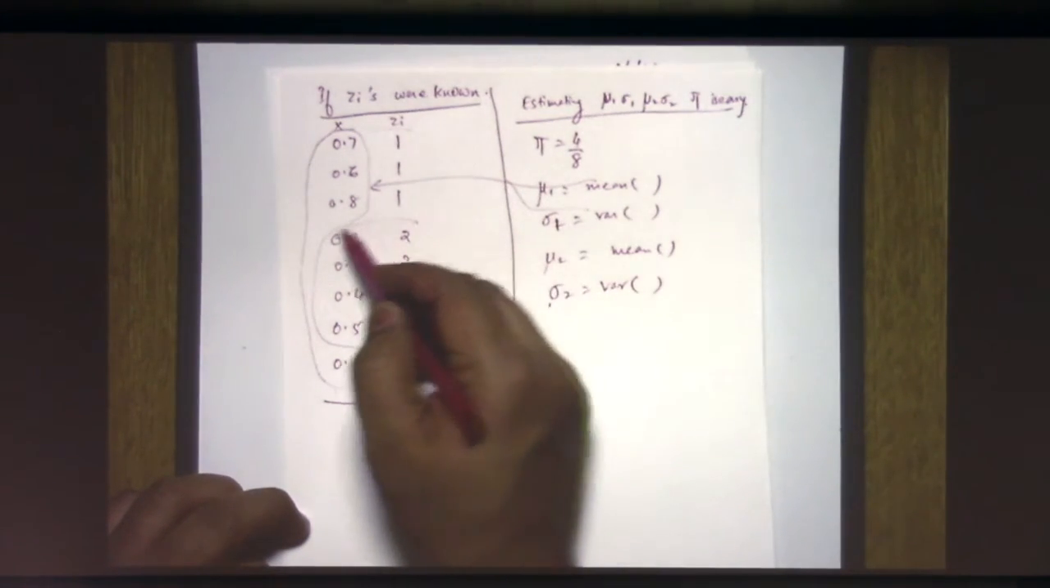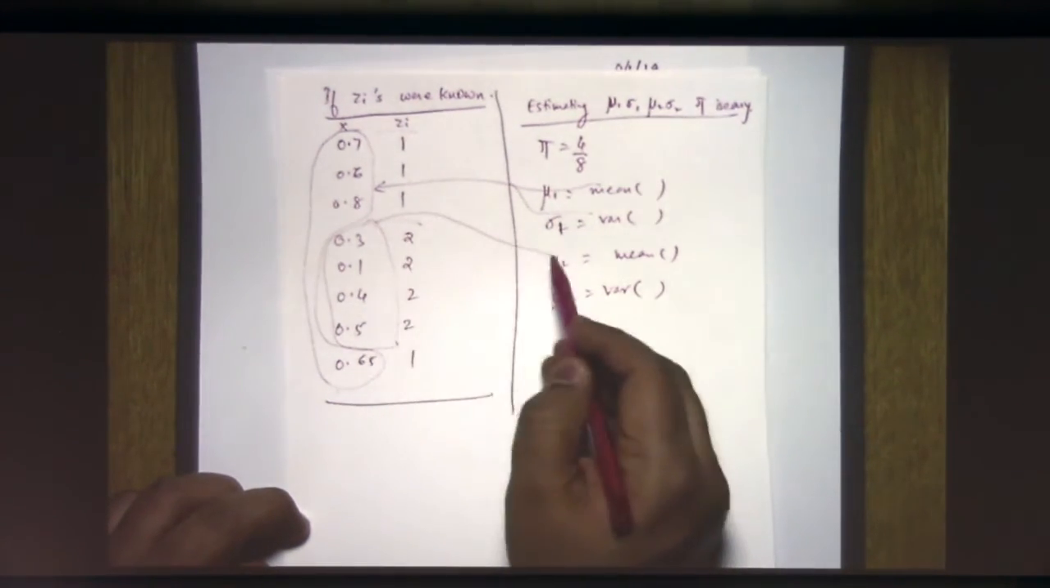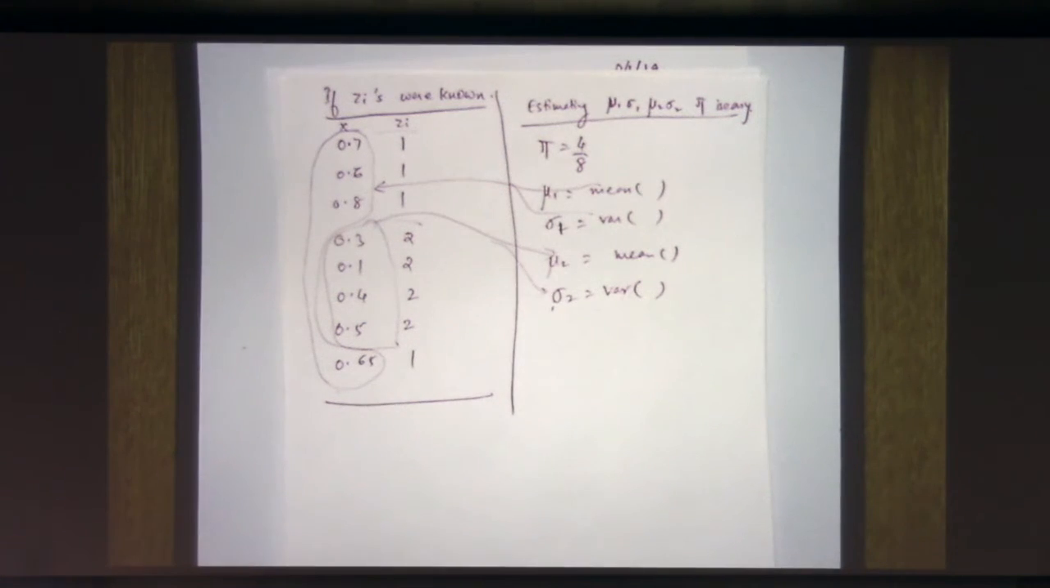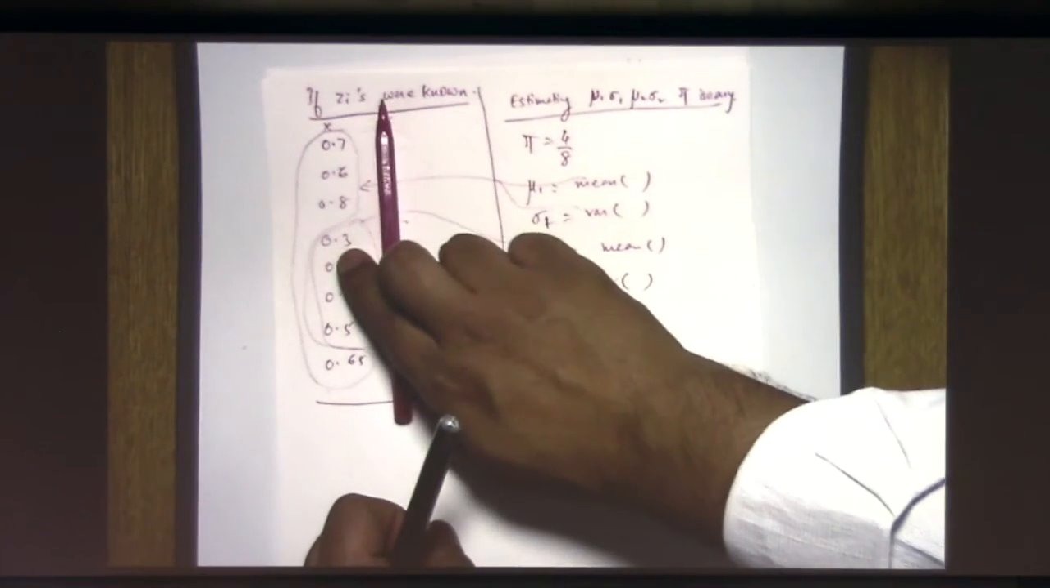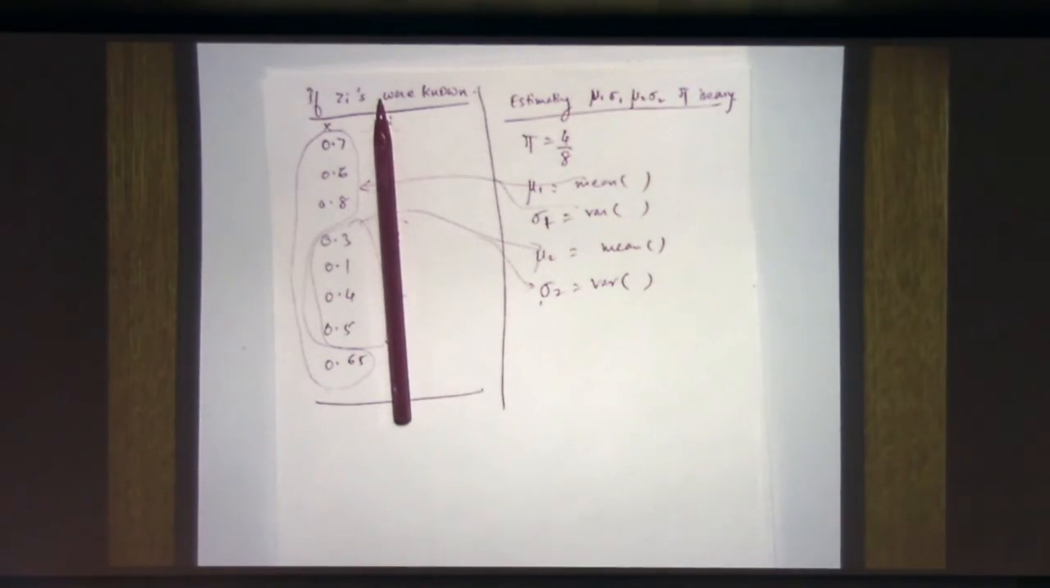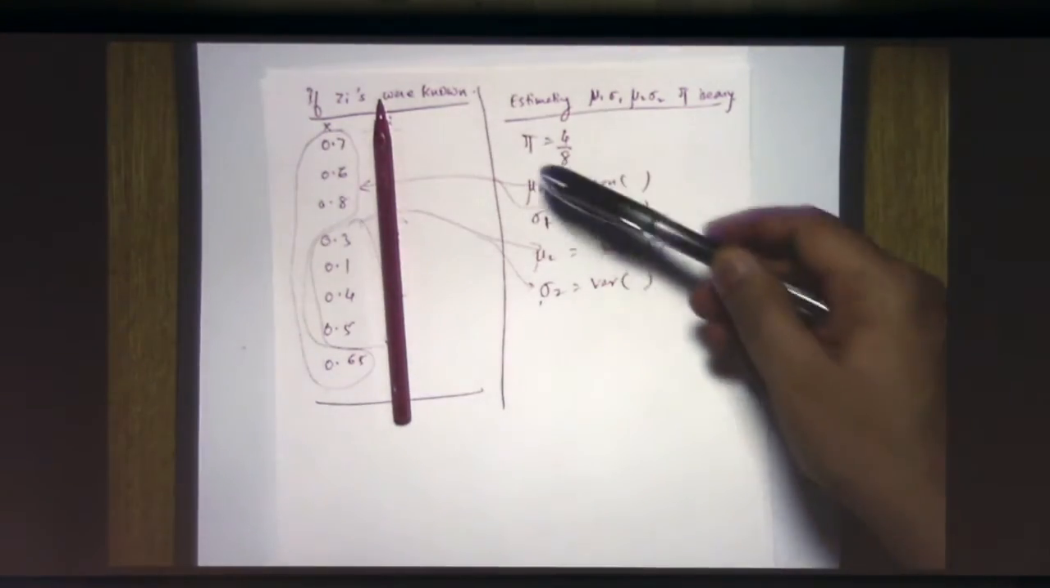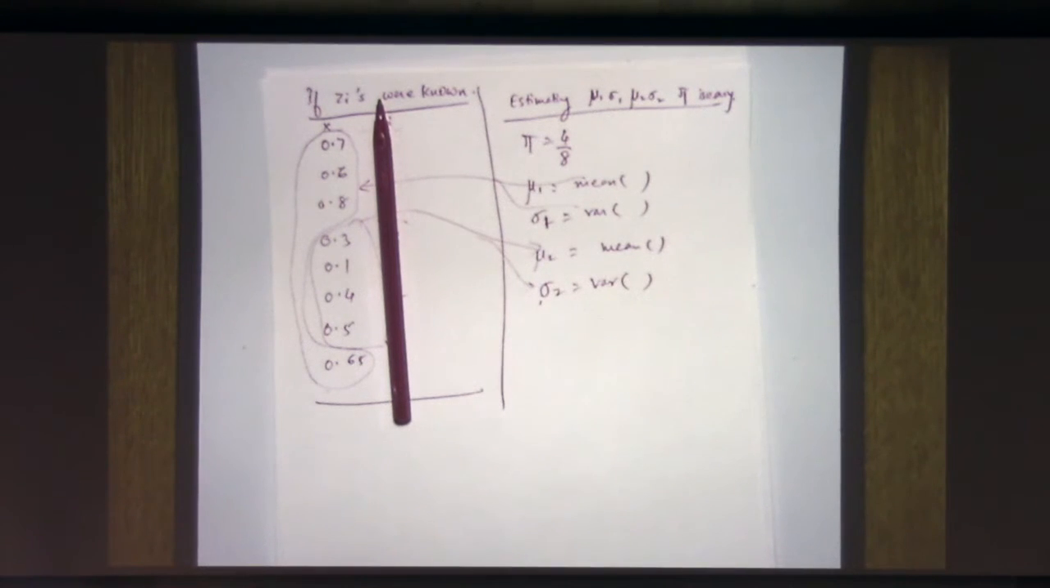Of all these values, right? However, in reality, we don't have these. All we have are the values. Now, how do we compute pi1s and mu1s? That becomes the tricky part.